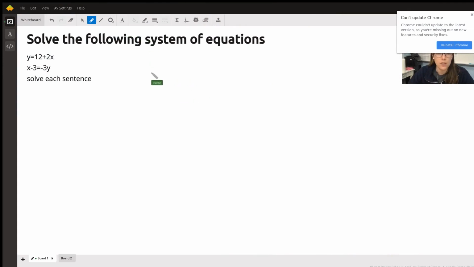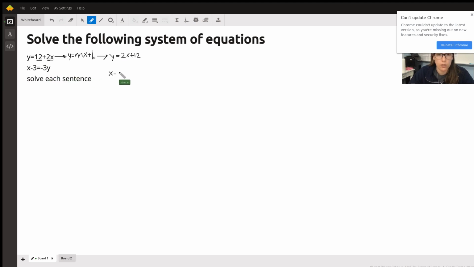Hi, welcome. So the easiest way to solve the systems of equations is to change both of these to slope intercept form. So we're going to start by changing these to y equals mx plus b. Okay, that's the format that we want them to be in. Now this one is pretty close to being in that format. We just need to switch around these two values. So this is y equals 2x plus 12.